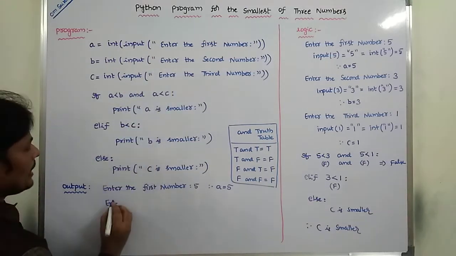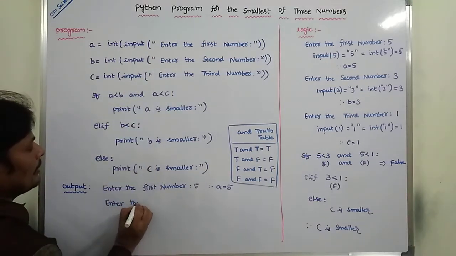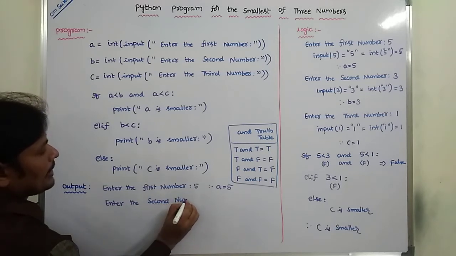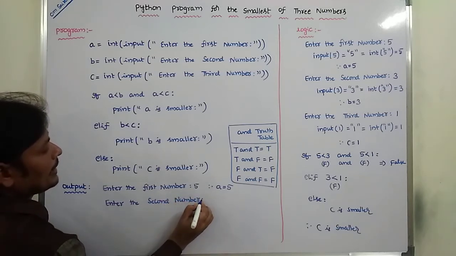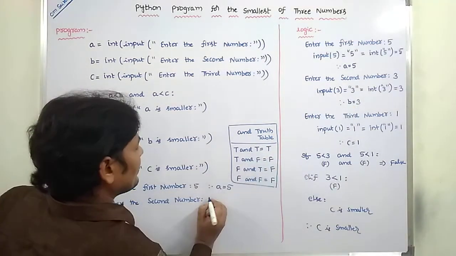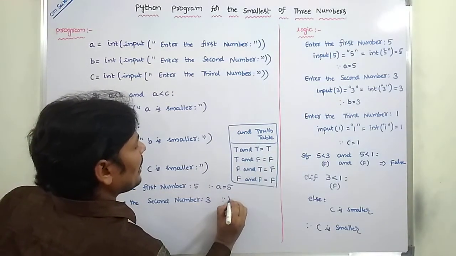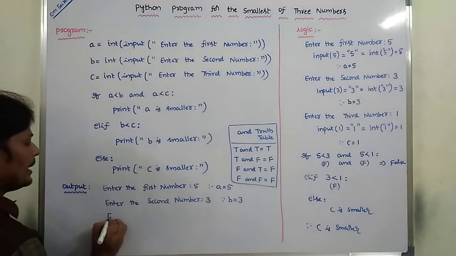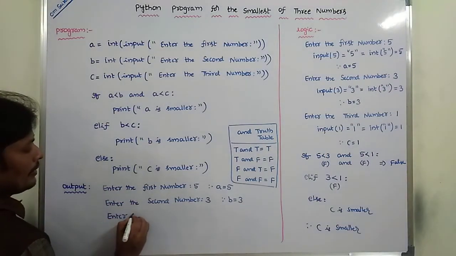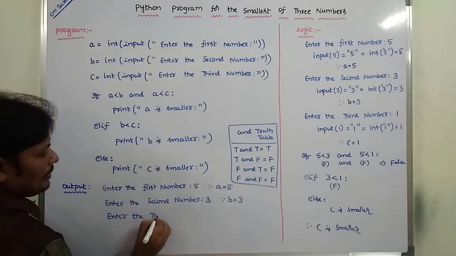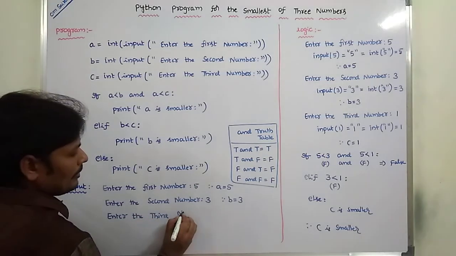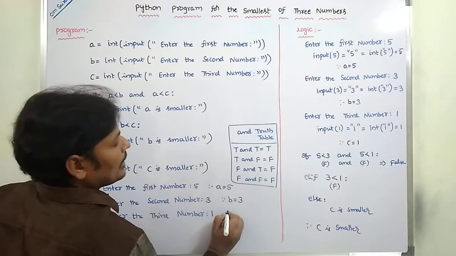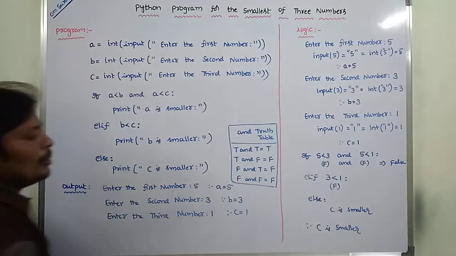Next statement, enter the second number. Second number value, I am entering 3. So this 3 is assigned to variable B. Next, enter the third number. Third number is 1. That value is assigned to C.